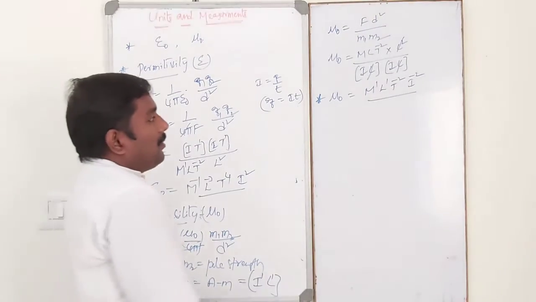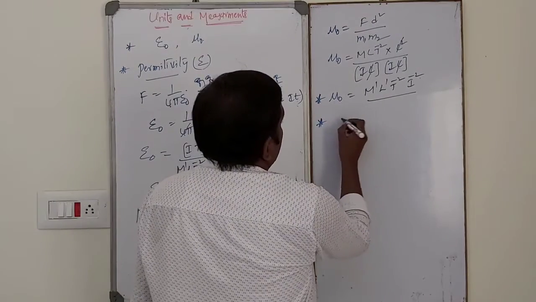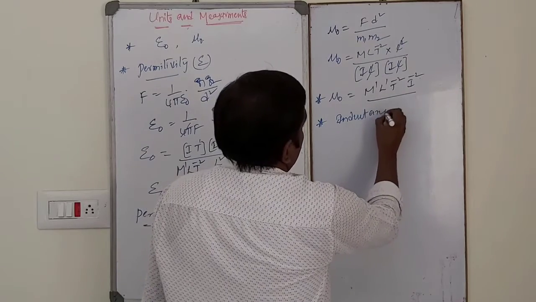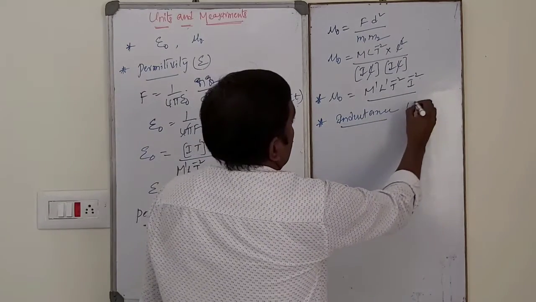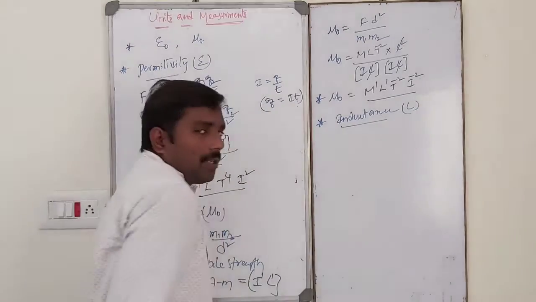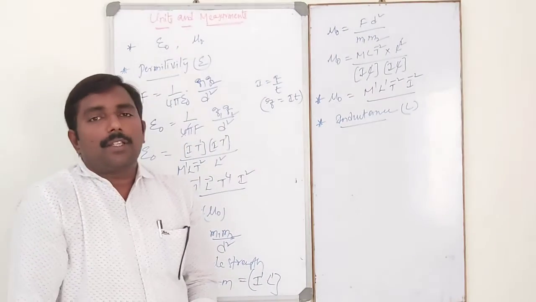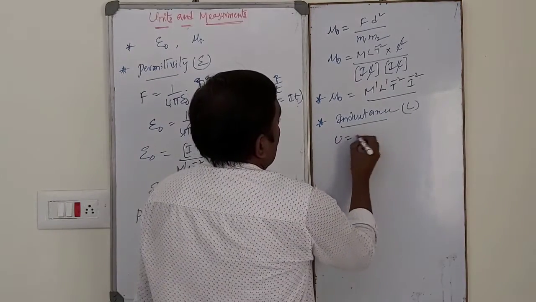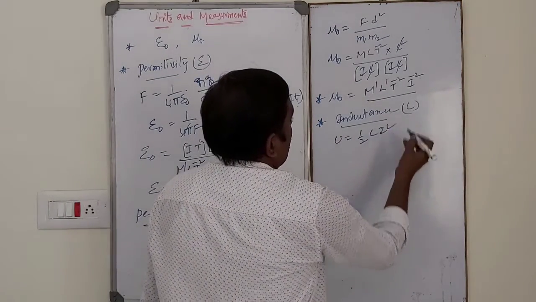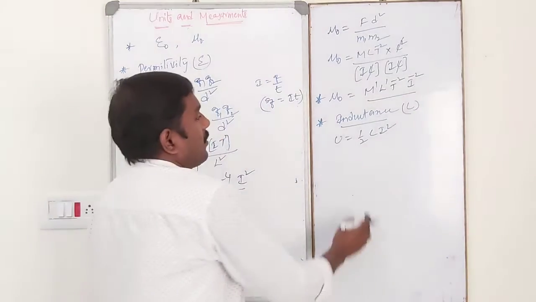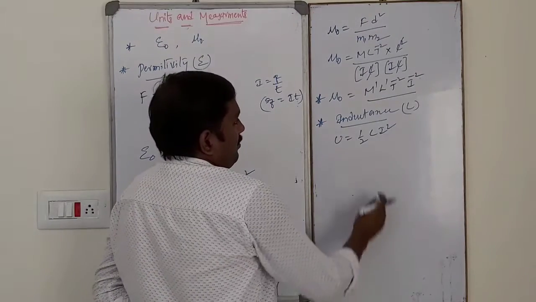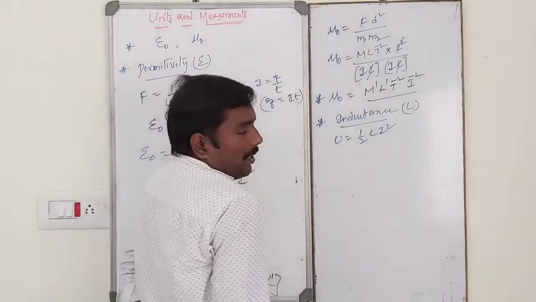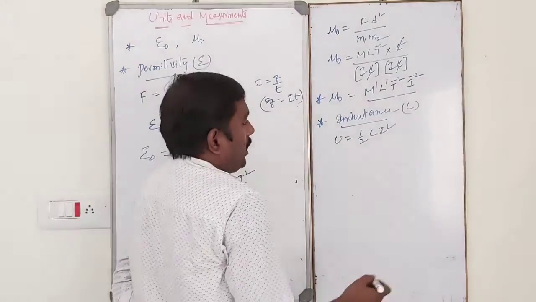Next, another one now, inductance. Self-inductance or mutual inductance, same dimensions. Inductance, that is L. So I will take one formula, that is energy stored in the inductor. U is equal to half L I square. Here U is nothing but energy or work.